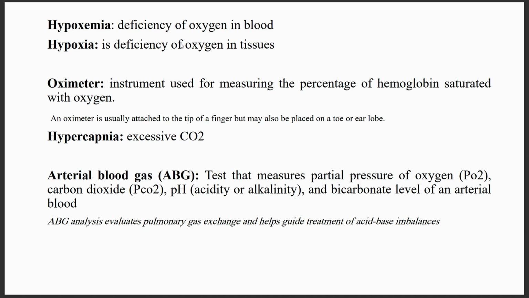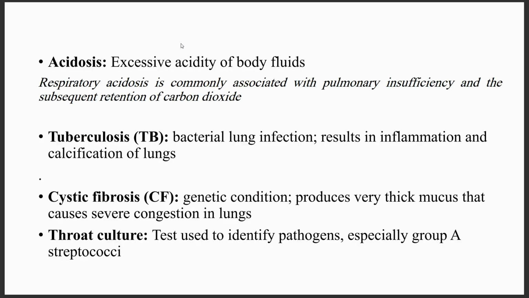And an arterial blood gas, ABG. This is a test that measures partial pressure of oxygen, PO2, carbon dioxide, PCO2, pH, this is acidity or alkalinity, it can be up or down, and bicarbonate level of an arterial blood. So the ABG analysis evaluates pulmonary gas exchange, and it helps guide treatment of acid-base imbalances. Good test there. And acidosis, excessive acidity of body fluids. Respiratory acidosis is commonly associated with pulmonary insufficiency and the subsequent retention of carbon dioxide.